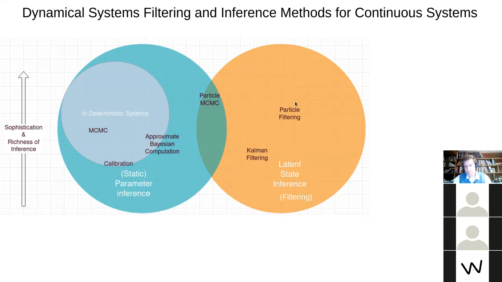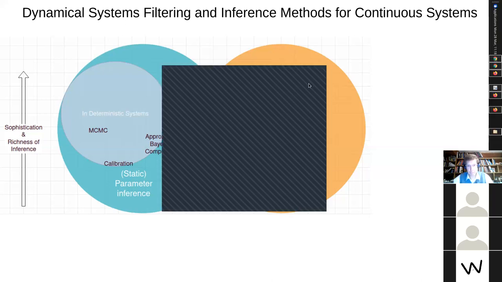Okay, thank you. In other words, particle filtering itself is not going to get you the right values for those parameters. You have to pursue additional things with particle filtering to get you those values of the parameters, whether it's particle MCMC, calibration, or other things.